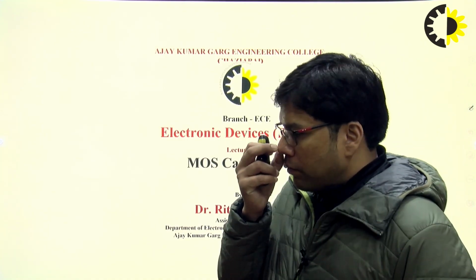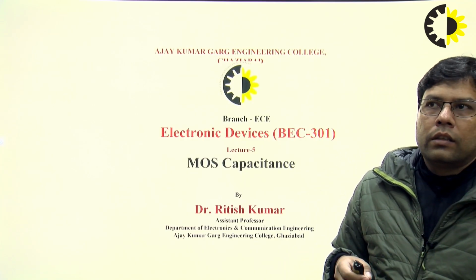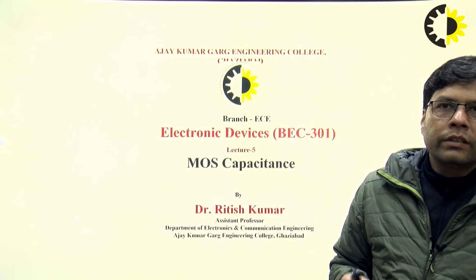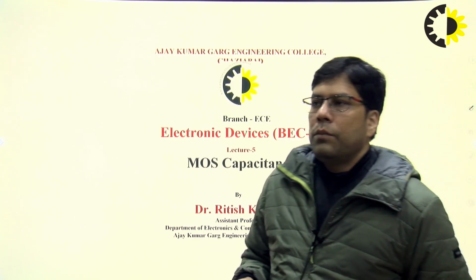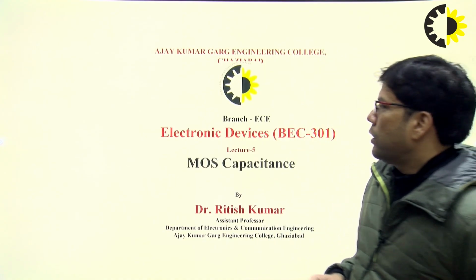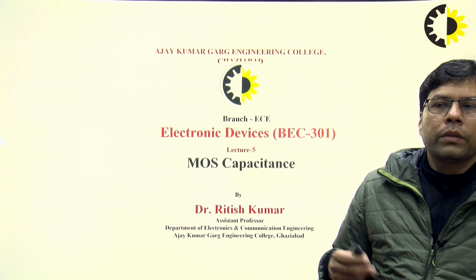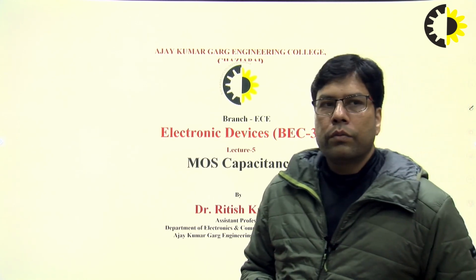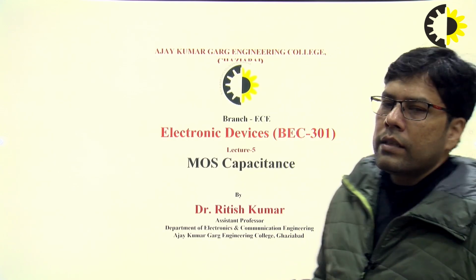What is a MOSFET? I'm asking a question: is this a current control device or voltage control device? BJT is a current control device, while MOS is a voltage control device. So all the things we are going to control with the help of voltage in the case of MOS. So why are we considering a MOS as a capacitor?